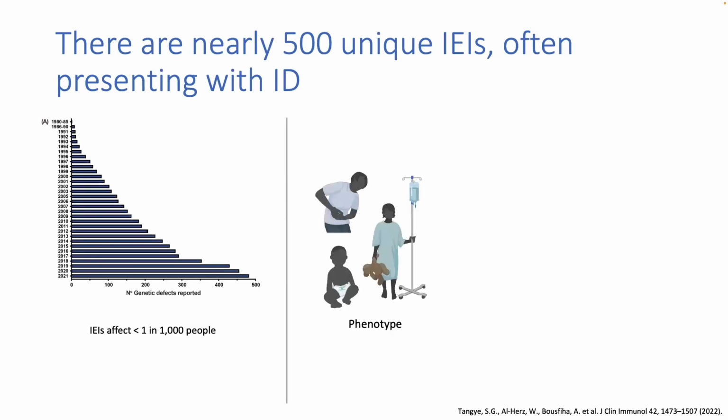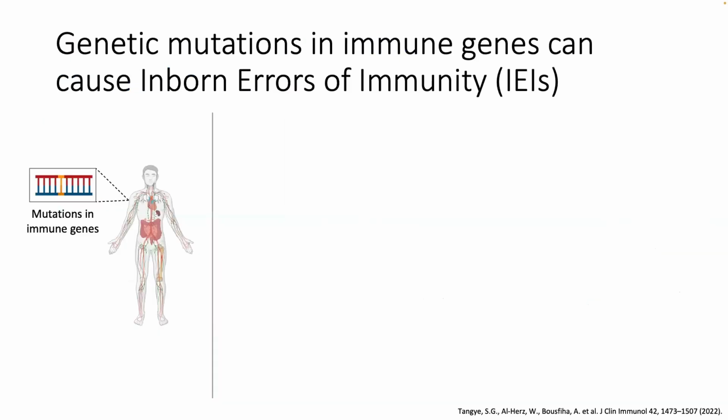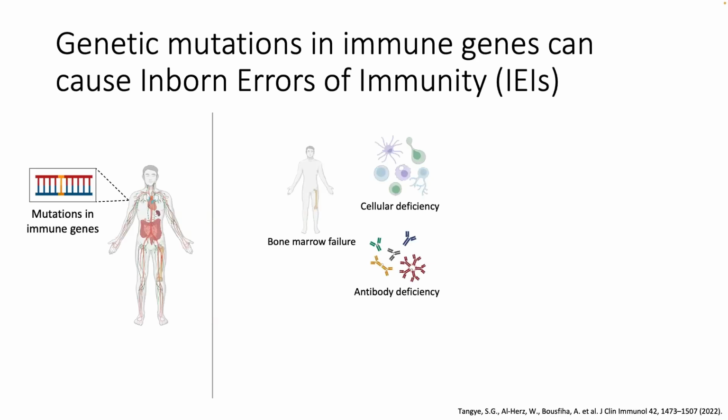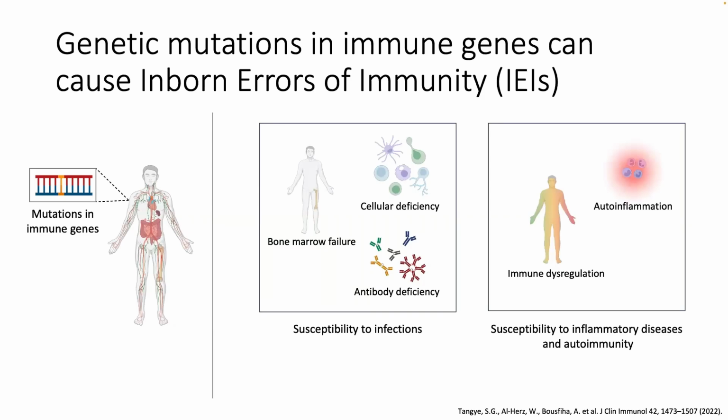But this is a phenotype-first approach. So we start with somebody who we think needs sequencing, and then we do the sequencing and identify, and those that are luckier than others, sometimes there is actually a precision medicine intervention that's absolutely wonderful to see. Okay, so mutations in these immune genes can lead to susceptibility to infections via bone marrow failure, cellular deficiencies, or antibody deficiencies that we've touched upon, and also they can lead to autoinflammation, immune dysregulation, which is really this immune dysregulatory phenotype that people have mentioned.